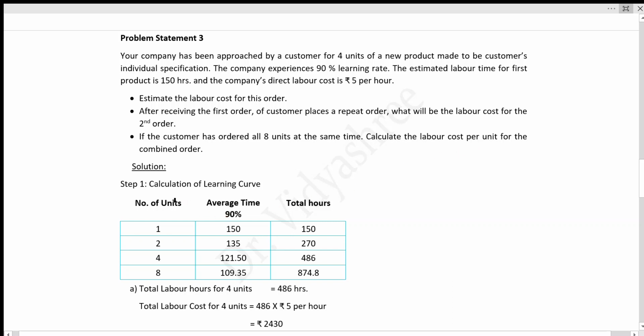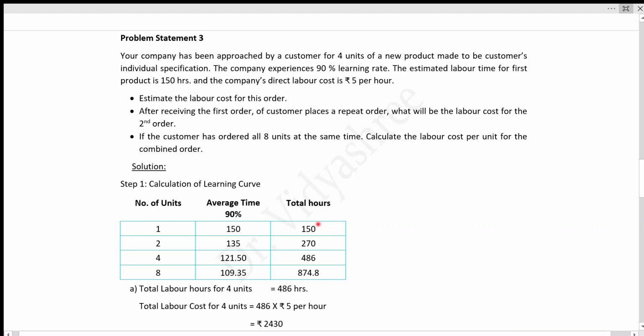First step, as usual, we have to calculate the learning curve. Since the total units is 8, we have to prepare the learning curve table till 8 units: 1, 2, 4 and 8. Let's calculate the average time. The learning curve rate is 90%. To produce the first unit, the time taken is 150 hours. Then the next average time is 150 into 90%, which gives 135. 135 into 90% gives 121, and so on.